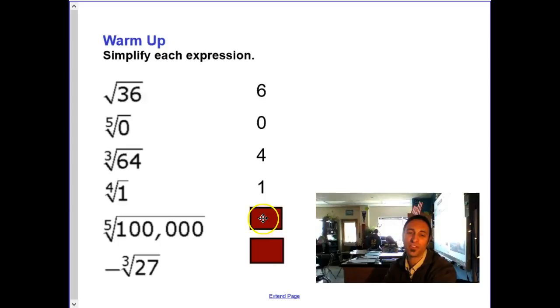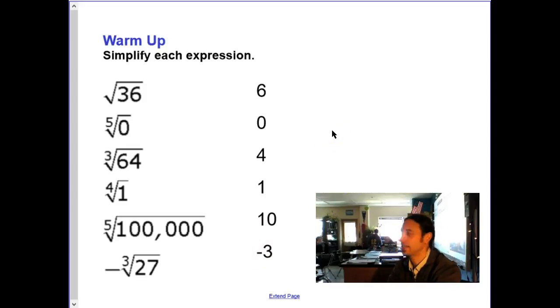Justin McMurray, what's the fifth root of 100,000? Come on, this is live. Fast. 1 times 1 times 1 times 1. No, 10. Of course, it's 10. And of course, John, the negative cube root of 27. Oh, God. No, it's just negative 3.